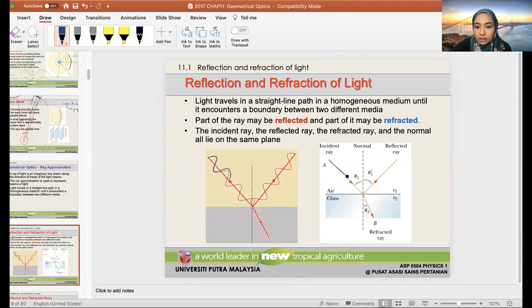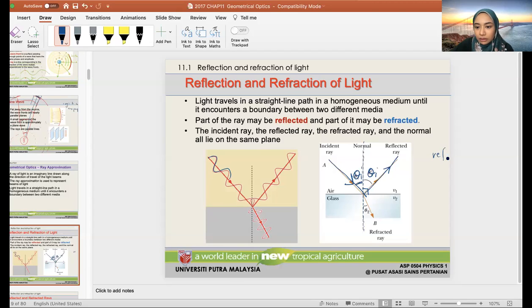So here, this is my incident ray. I shine it with a torchlight and then I draw my normal. Where should I draw my normal? My normal should always be 90 degrees to the boundary. So I draw my normal 90 degrees to the boundary. And then I can say, this is my incident angle. My reflected angle will also be the same value. So if this is theta 1, this is also theta 1, my reflected angle. This is my reflected ray.